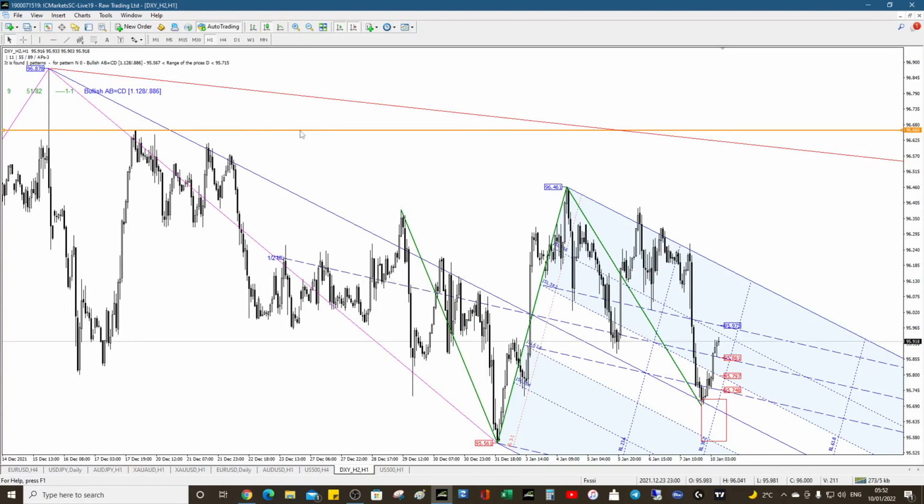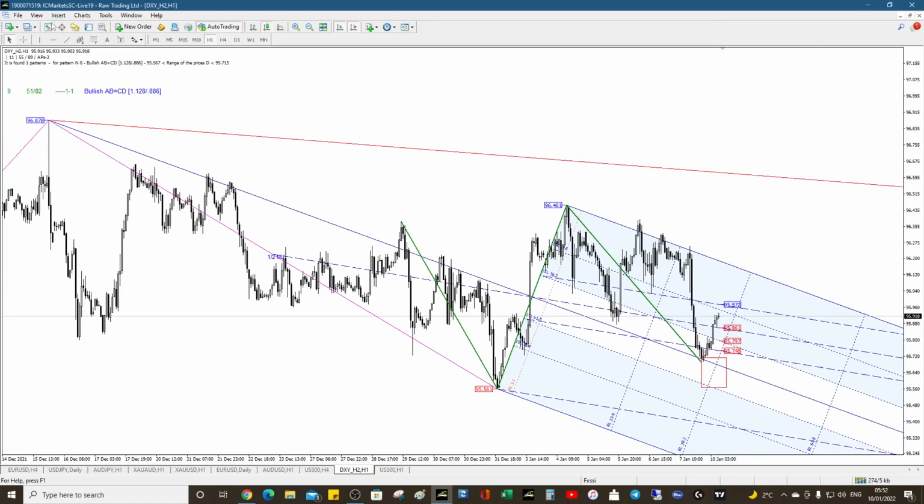Let me get rid of that. Don't need that at the moment. So we've got an ABCD support, and this is going to remain true as long as that bottom holds. This is the harmonic support, and this is the B support. So put an alert on TradingView for 95.56. If you breach that, then the Euro USD and the Pound USD, they can do quite well. But we have currently got support on the dollar index.